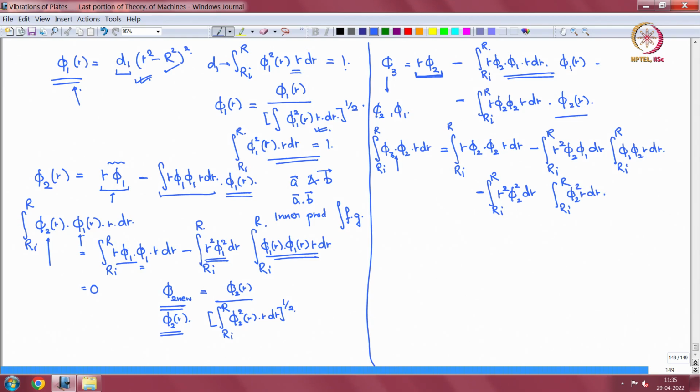Okay. Now we have already proved that phi 2 and phi 1 are orthogonal, so this integral is 0, so this term goes to 0. Now phi 2 square, here we normalized, so integral of phi 2 square r dr is 1. Then I have r square phi 2 square and r square phi 2 square with a minus, so this is 0, and therefore phi 3 and phi 2 are orthogonal.